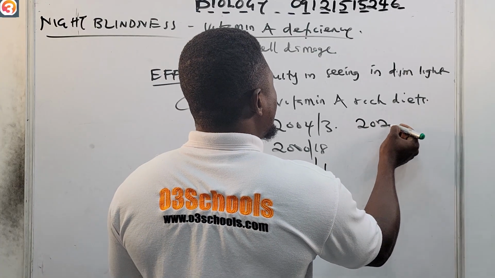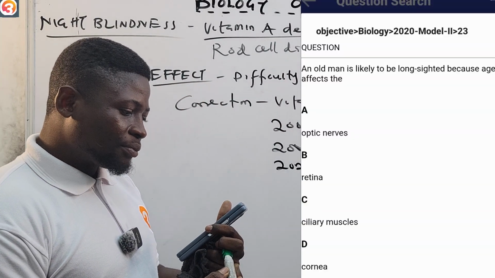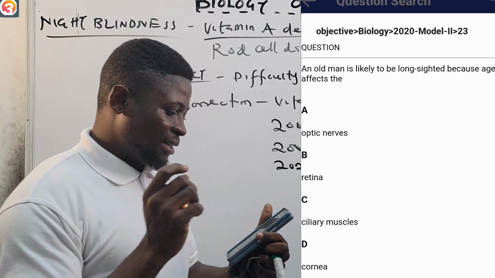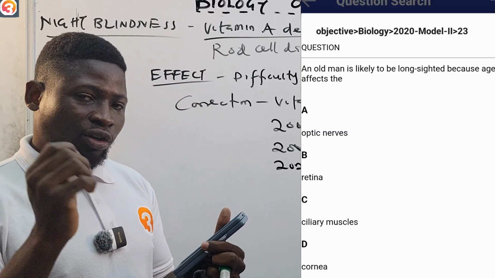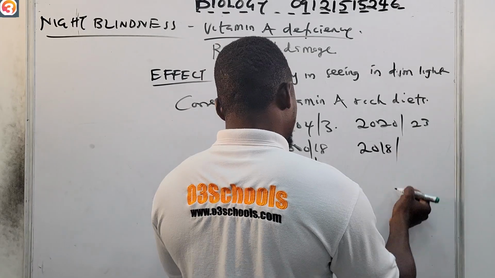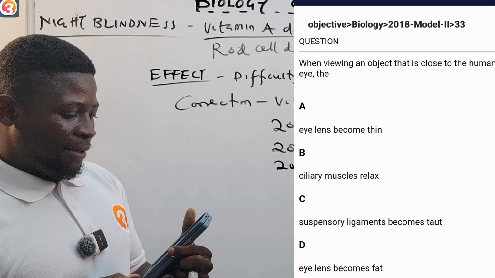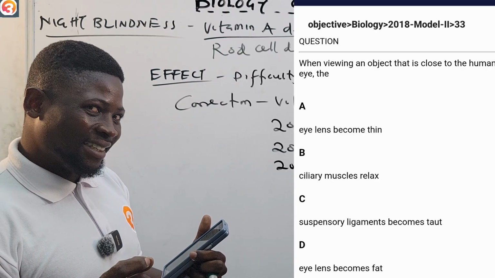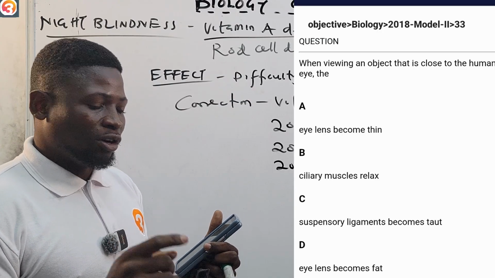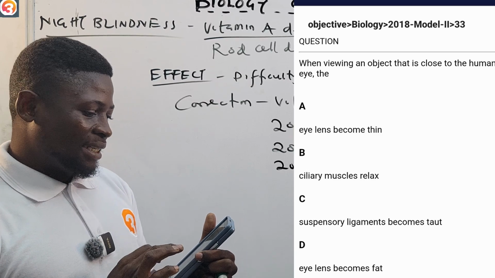2020 number 23 says an old man is likely to be long-sighted because age affects the A, optic nerves, B, retina, C, ciliary muscles, D, cornea. Tell me the correct answer in the comment section. 2018 number 33 says when viewing an object that is close to the human eye, A, the eye lens becomes thin. I told you about all of this. B, ciliary muscles relax. C, suspensory ligament becomes taut. D, the eye lens becomes fat. Tell me the correct answer in the comment section.